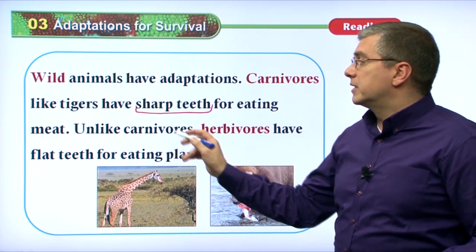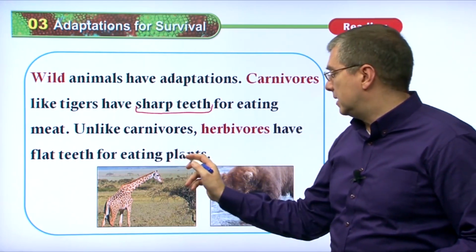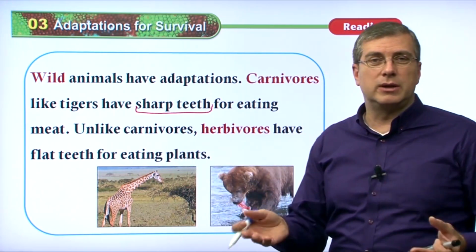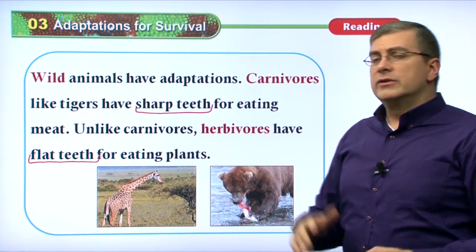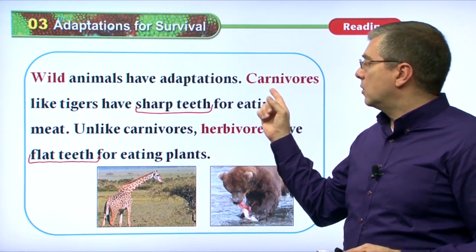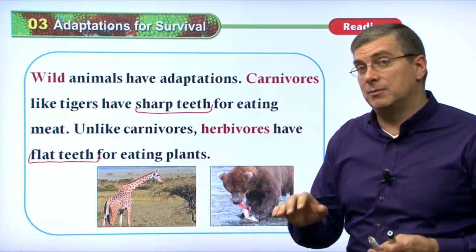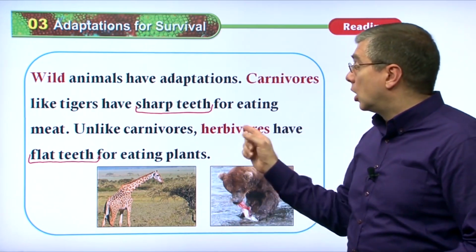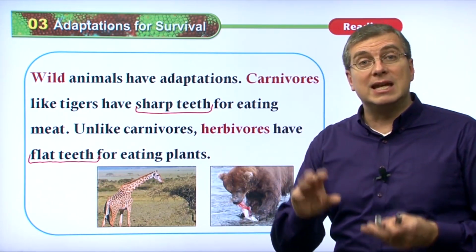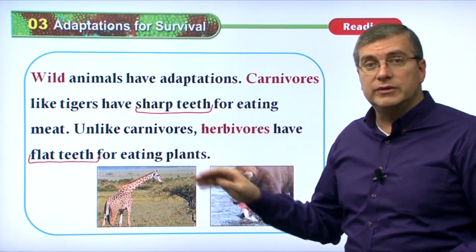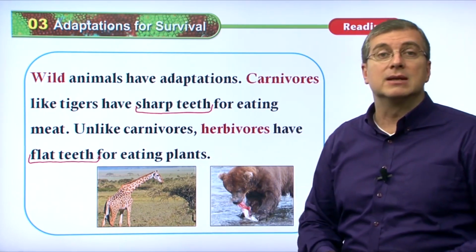So unlike carnivores, on the opposite side, herbivores have flat teeth for eating plants. As we saw in the pictures before, herbivores have flat teeth to eat plants. So when we classify the animals, right, we have carnivores and herbivores. Carnivores have adaptations, sharp teeth. That's their adaptation so that they can meet their needs. Herbivores, their adaptation is flat teeth. Flat teeth allows them to eat plants. So two different types of animals, two different styles of adaptations. That's how they've changed their bodies to meet their needs.